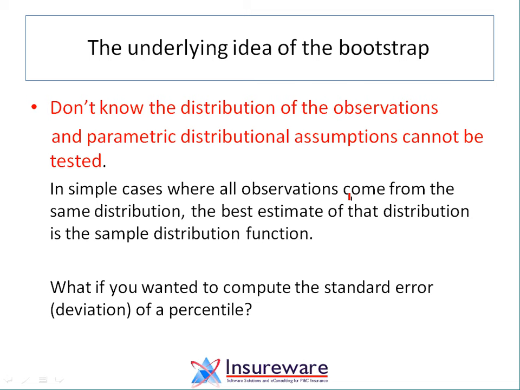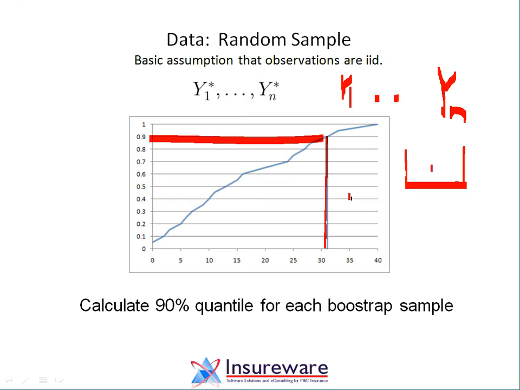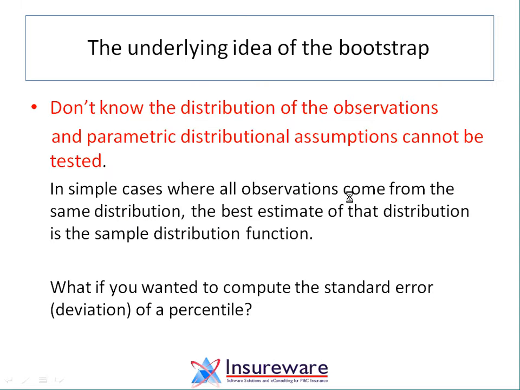So the underlying idea of the bootstrap is you don't know the distribution of the observations, and parametric distributional assumptions cannot be tested. In simple cases where observations come from the same distribution, the best estimate of that distribution is the sample distribution function, which we just showed you. We worked with that. Okay.